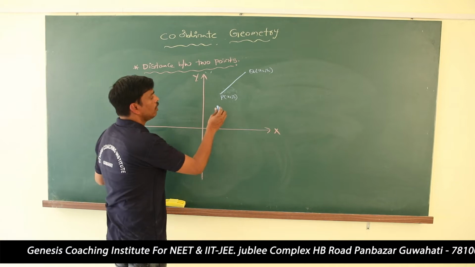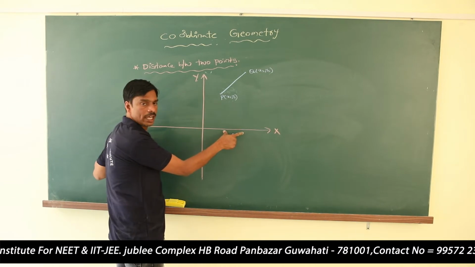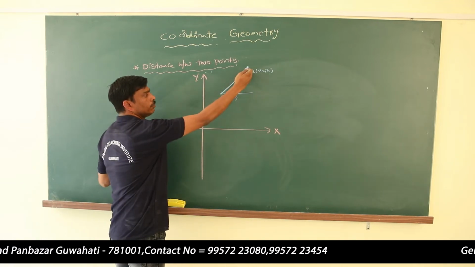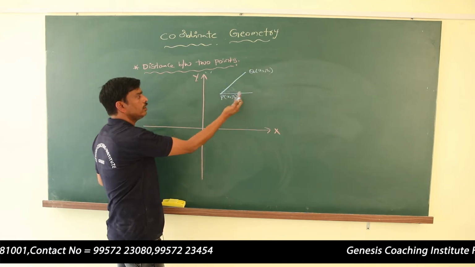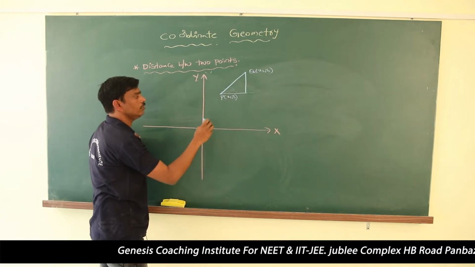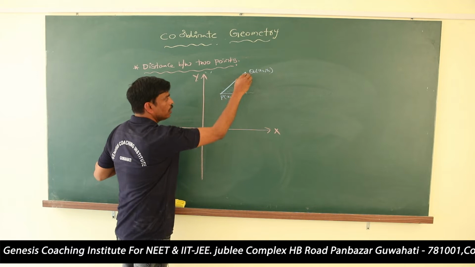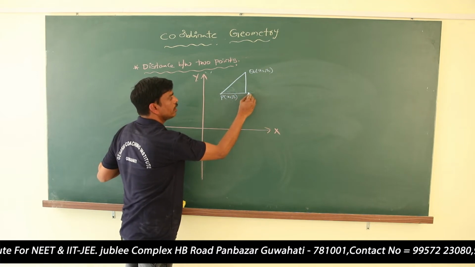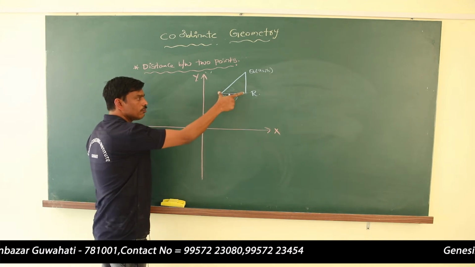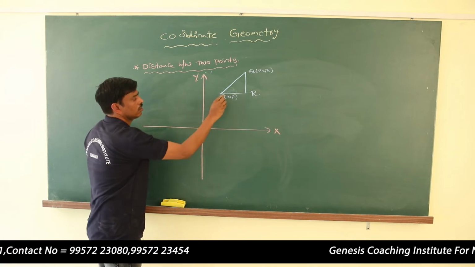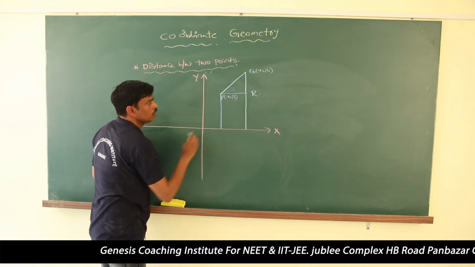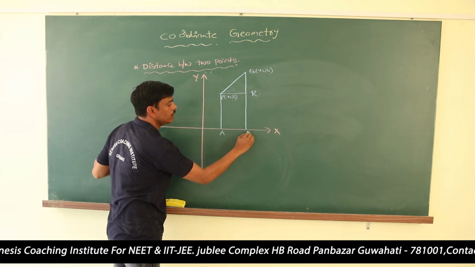See here, we can draw a line parallel to the x-axis from the point P, and from the point Q we can draw a line parallel to the y-axis, and again we can draw 2 perpendicular lines. Let the intersecting point be R, and we can draw 2 more perpendicular lines from P and R on the x-axis. Let them be A and B.